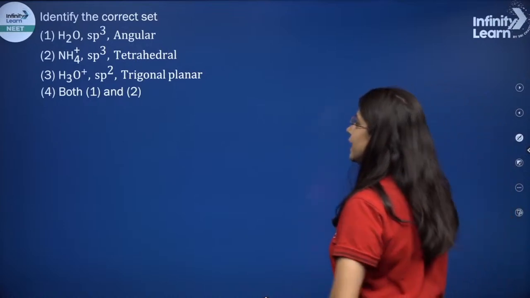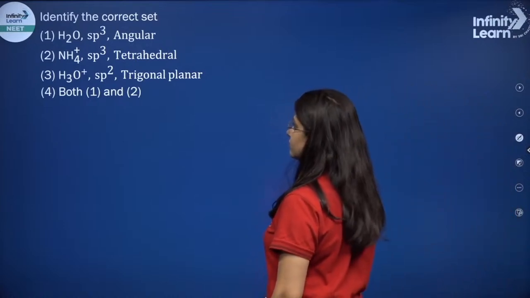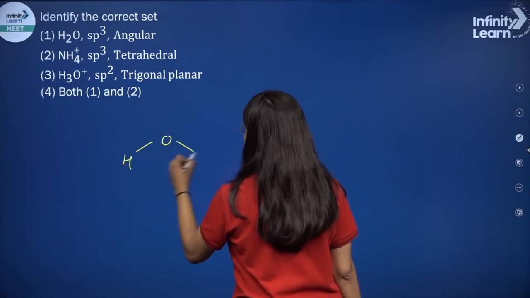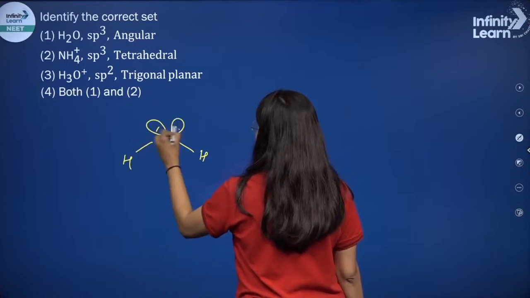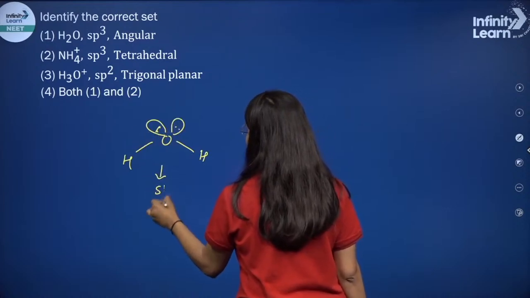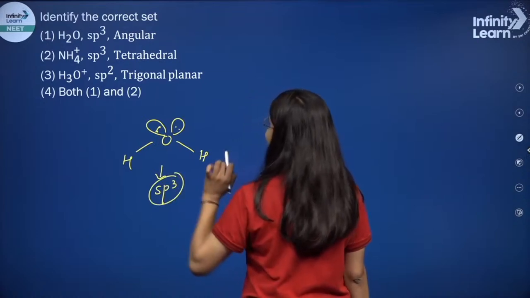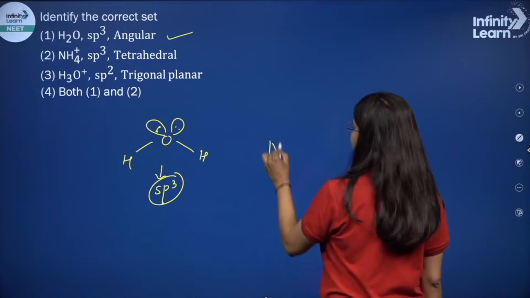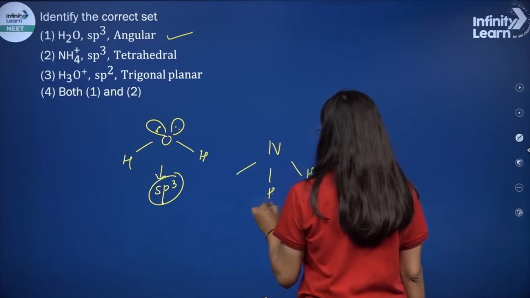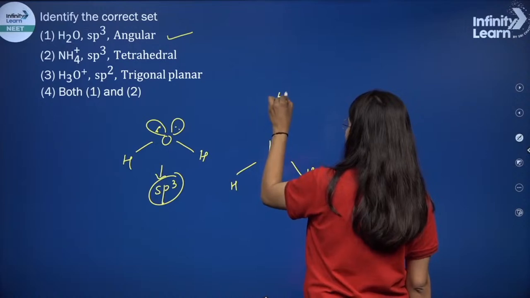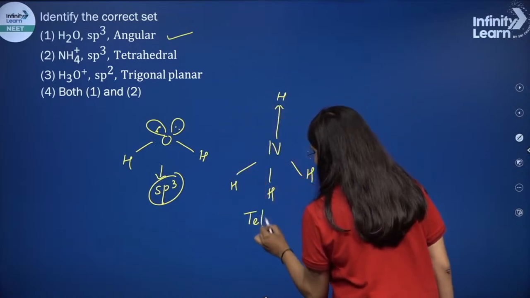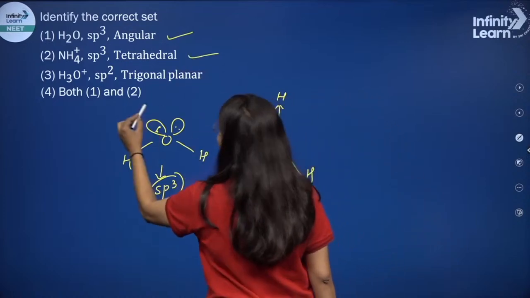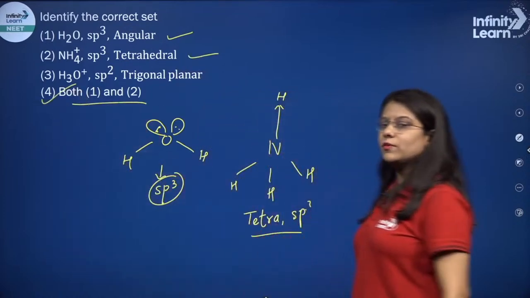Identify the correct set. H2O, sp3, angular. We need to identify the correct set. Okay, H2O is this. So we have 4 electron pairs, so it will be sp3 hybridized. Correct. Angular or bent are the same. So this is correct. NH4+, sp3, tetrahedral. We all know this. We have ammonia here, NH3, and here it is forming a coordinate bond. So this is NH4+, it is tetrahedral and sp3 hybridized. So this is also correct. We were given the option both 1 and 2, so the answer will be both 1 and 2.